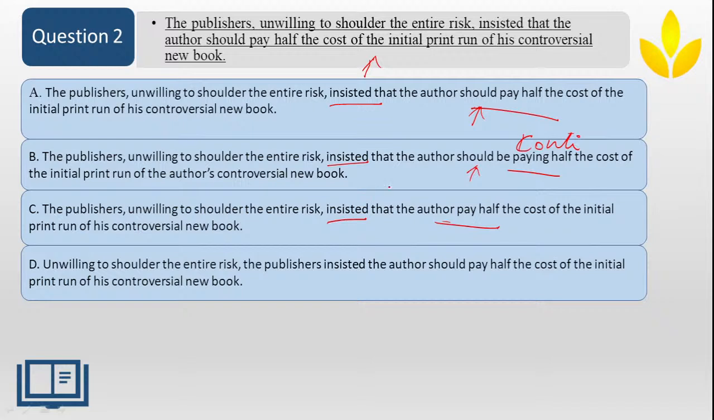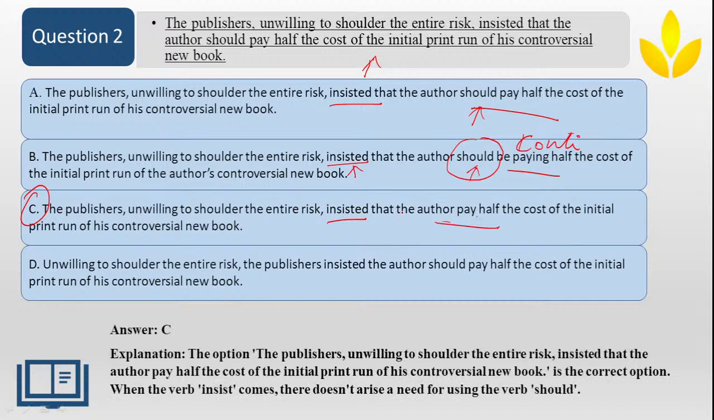So I insist you to listen to the class, meaning I want you to, I need you to. When I say this, that is insisting. So when I insist, how can I give them the option of should? So option C is correct because for conditional statements, you cannot insist. This itself is a condition. Insist that the author pay half the cost. This is the correct sentence. Again, if you want to know the explanation, it is given below. You can pause the video and go through it.